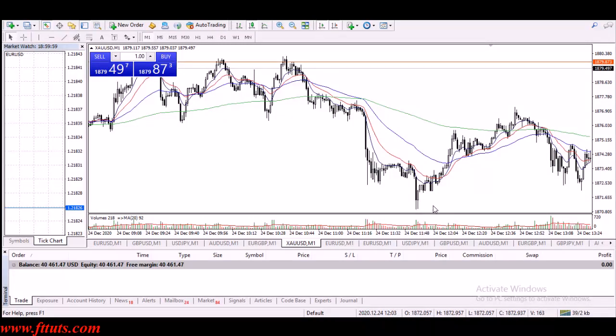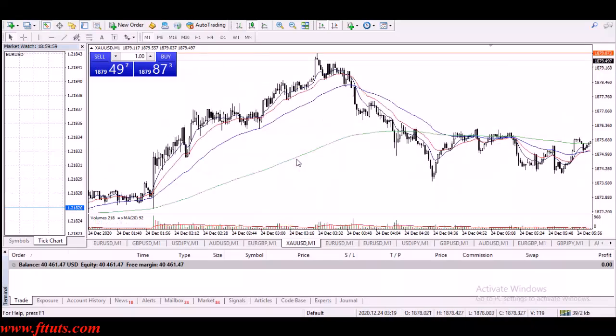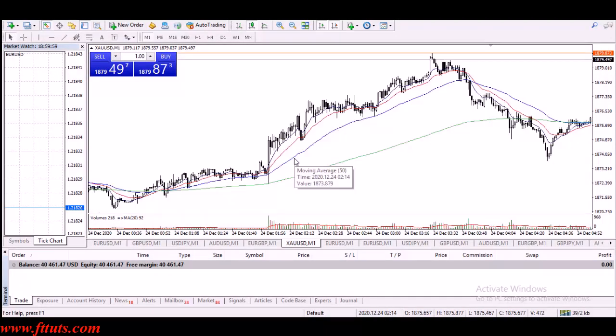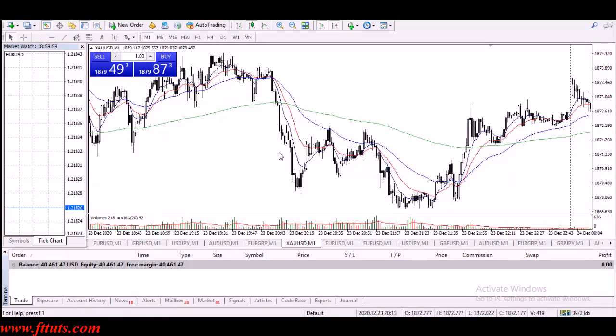Okay, from this one. Also, to show you in gold in another, I'm just looking for a downtrend. Okay, that's it. That's perfect here.